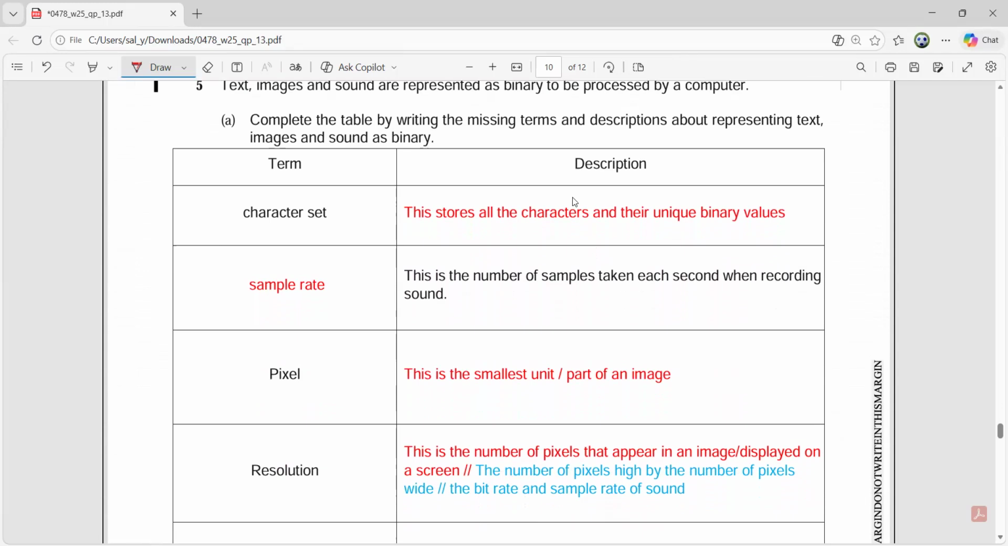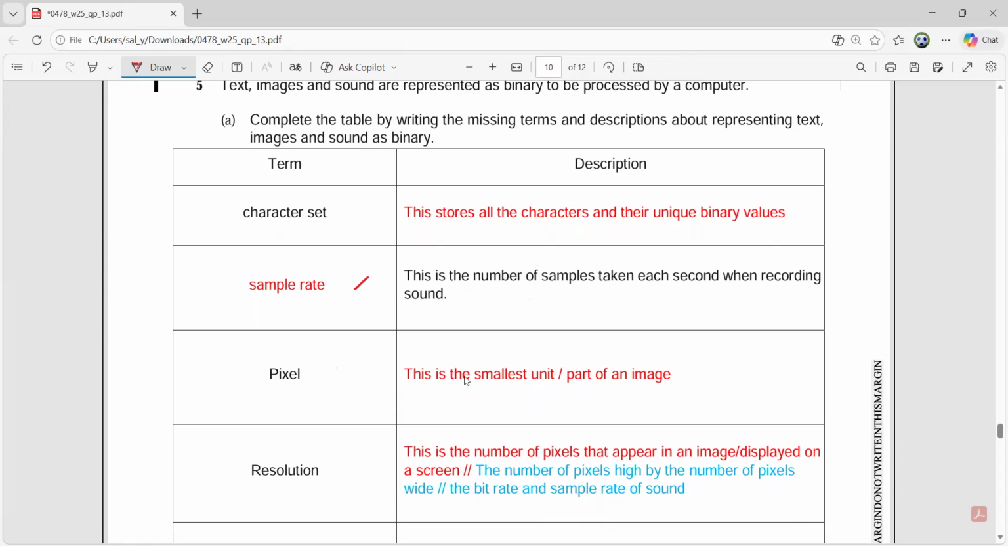Which is a character set? Can we recall? Exactly, great. ASCII and Unicode. So what is it actually? It is storing all the characters and their equivalent or unique binary values. Now, the next is the term to be written for the description, the number of samples taken each second when recording sound. So, number of sound samples taken per second is sample rate. That will give you 1 mark.